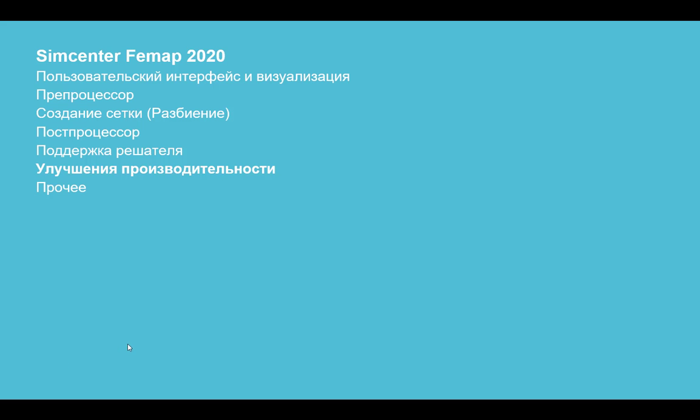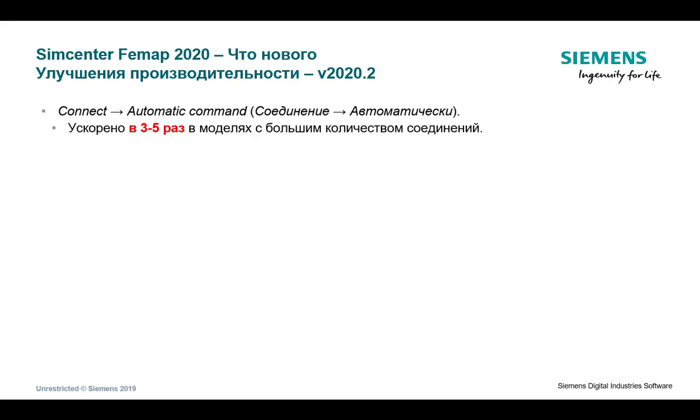The next section, we are going to talk about performance improvements. All of these improvements were implemented in Femap 2020.2. The first one we're going to talk about is the connect automatic command. We made a 3 to 5 times improvement in models with a large number of connections.